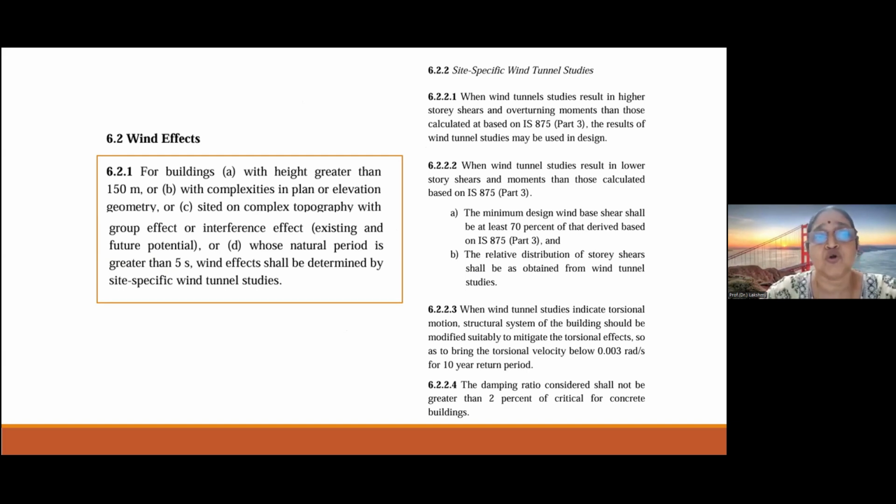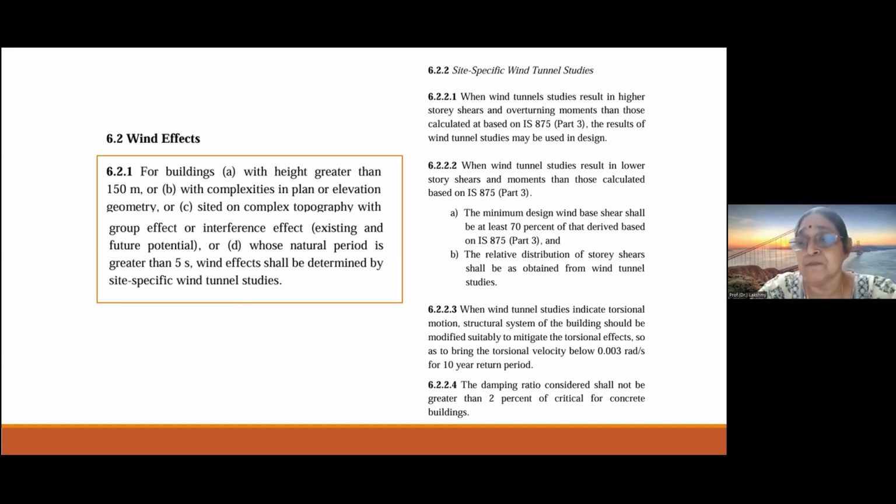Basically, it says that for buildings with height greater than 150 meter, with complexities in plan or elevation geometry, sited in complex topography, with group effect or interference effect, and whose natural frequency is less than 1 Hertz, wind effect shall be determined by site-specific wind tunnel studies. Because with respect to earthquake, we say that site-specific spectra are to be obtained. So similarly here, they say site-specific wind tunnel studies are to be carried out.